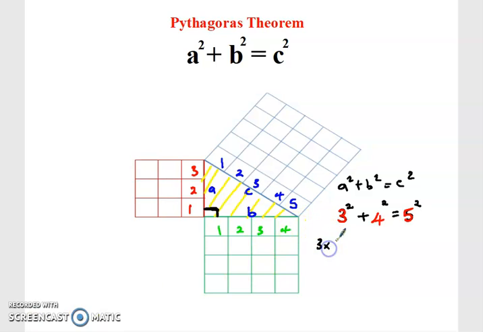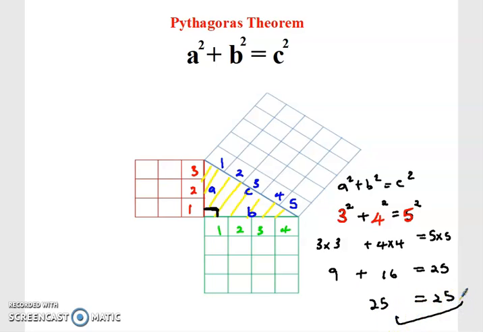Now 3 square is 3 times 3, plus 4 square, 4 times 4, equal 5 square, which is 5 times 5. 3 3s, 9, plus 4 4s, 16, equal 5 times 5, 25. Now if you add 9 plus 16, you will get 25, which is also equal to 25. And that's a true statement.